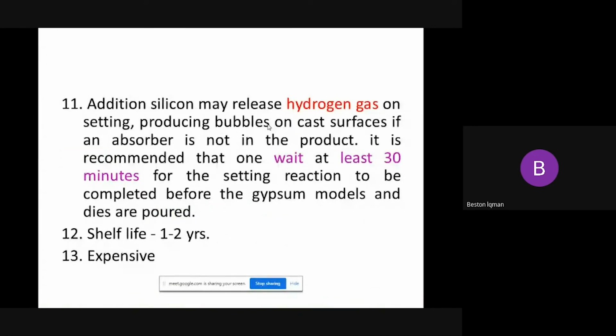Addition silicone usually releases a gas byproduct. It must not be poured immediately, due to air bubbles. You must wait at least 30 minutes for the setting reaction to complete. After that, you can pour it. The shelf life is about 1 to 2 years. By the way, silicone is too expensive.